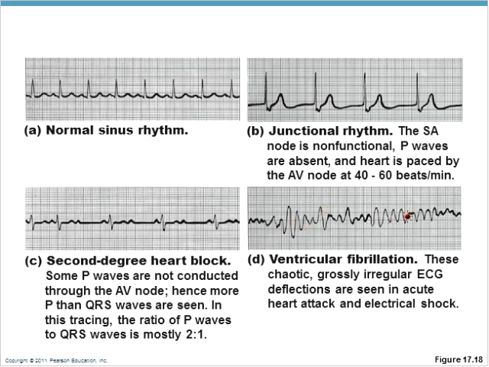When there's fibrillation, there's no regularity whatsoever, and this causes a chaotic EKG, which is really just the muscles quivering, and that's what happens in an acute heart attack or electrical shock.